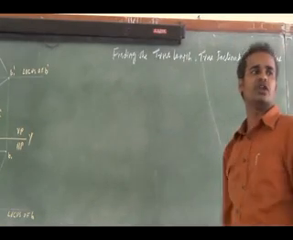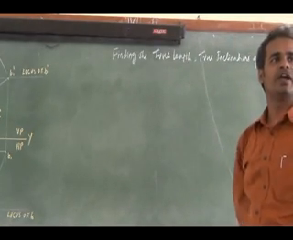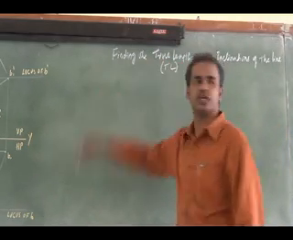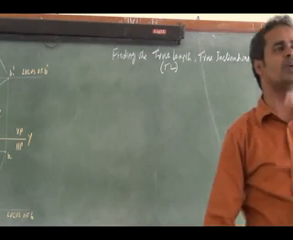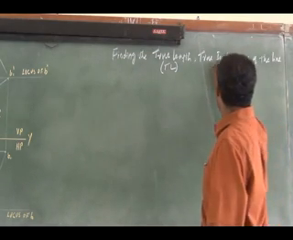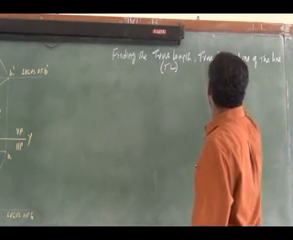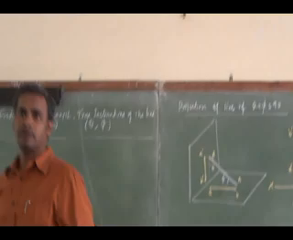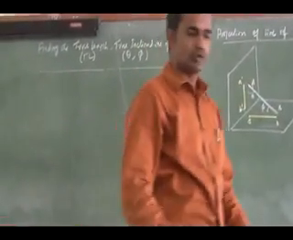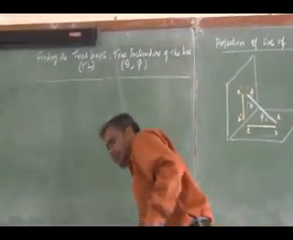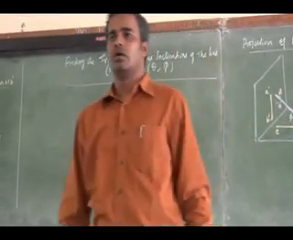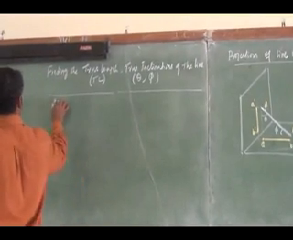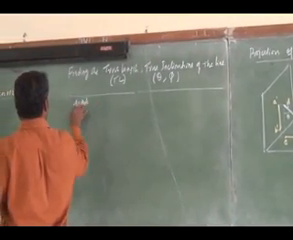True inclinations of the line. Finding the true length and the true inclination to HP and the true inclination to VP is nothing but theta and phi. Suppose in a problem you are asked to find the true length and true inclinations of a straight line. So you have two methods.